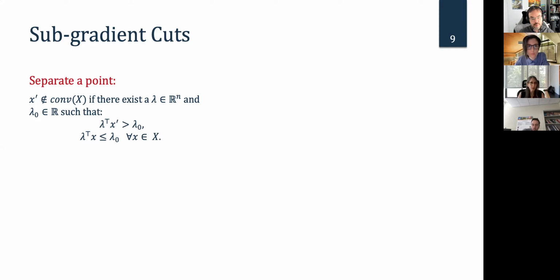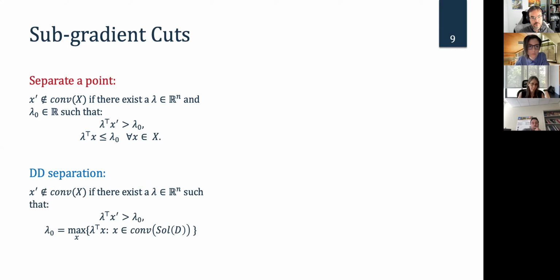So the nice thing is that we can basically reformulate the same idea, but now with the decision diagram. So this is what I call the D separation. We say that X prime is not in the convex hull of X if there exists, again, a lambda such that the constraint that I get will remove the point that is outside, that is X prime. And since here we have a decision diagram, this lambda 0 coefficient could be just the maximum value for all the x's that are inside the decision diagram.